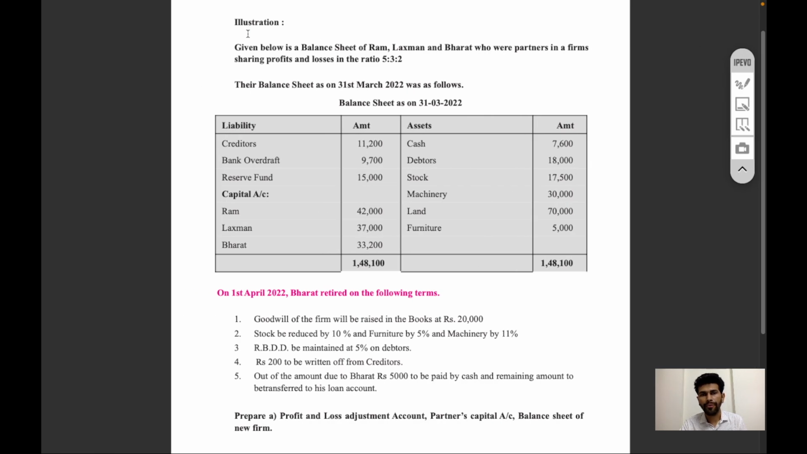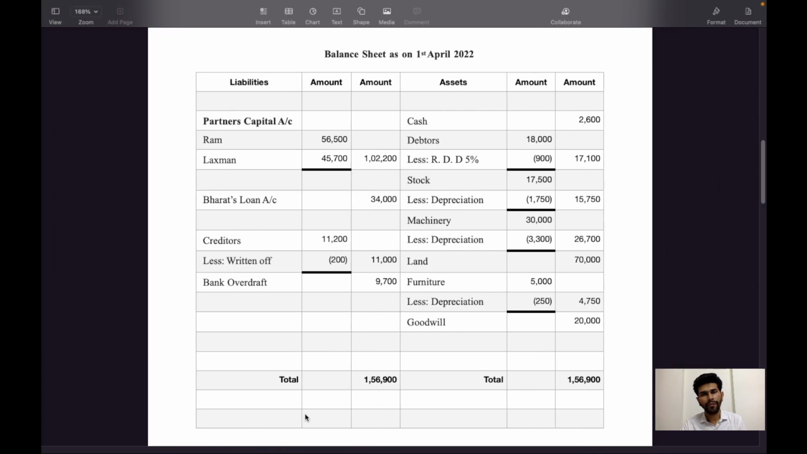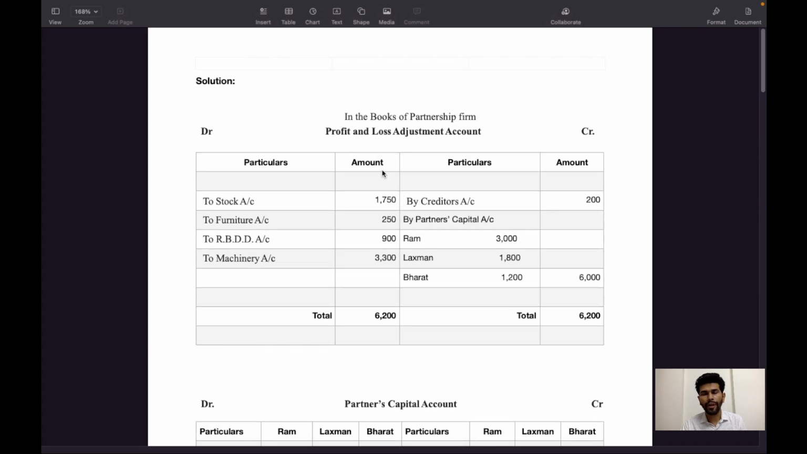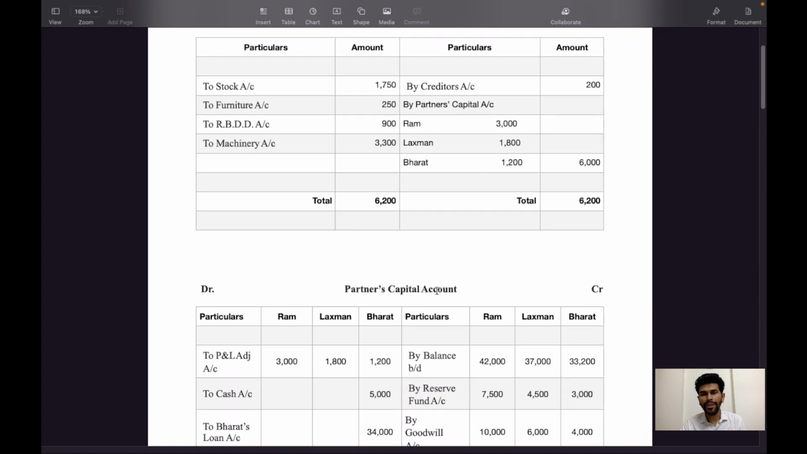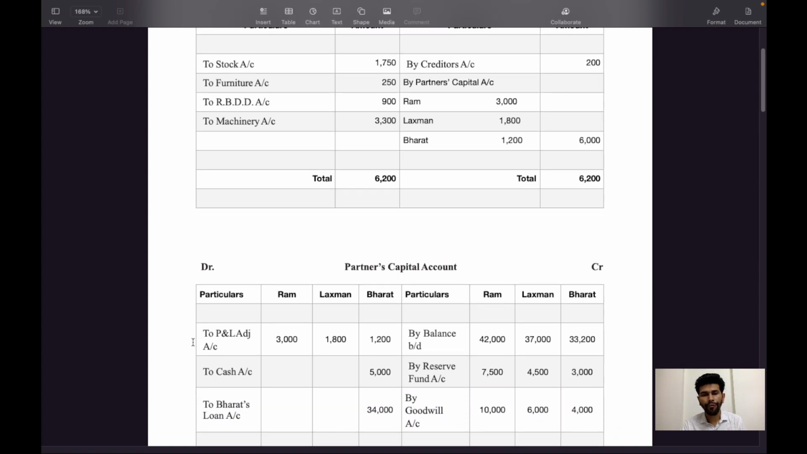in the question, the old ratio among old partners is given, assets and liability side is given, adjustments are given, and we have to prepare the profit and loss adjustment account, partners' capital account, and balance sheet after retirement. So first we have to prepare the profit and loss adjustment account. The balancing figure will be distributed among old partners in the old ratio, and it will then be shifted to the partners' capital account on the opposite side. From the profit and loss adjustment account credit side, it will be recorded on the partners' capital account debit side.